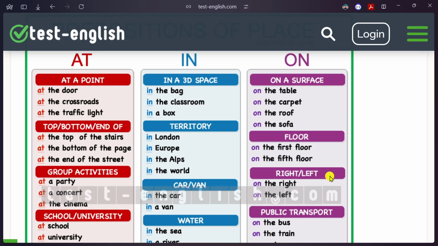On a wall. Yeah, on the wall. I think it's on the wall. Yes, a picture on the wall. I think it's on the wall, yes. At the wall.